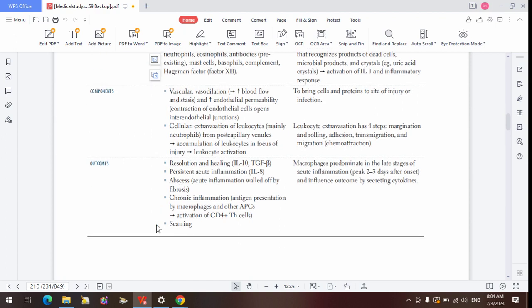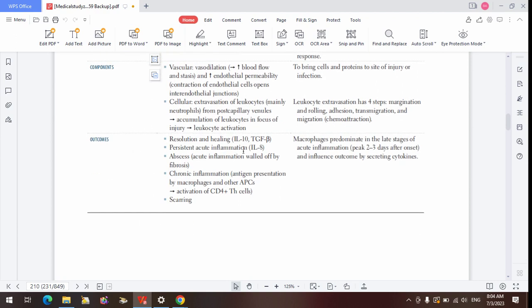So the outcomes can be resolution and healing, which is the normal one that we've talked about. What are the outcomes of this acute inflammation? Once the neutrophils get to that area, they take care of the microbes. The body starts releasing interleukin 10 and TGF beta, which are anti-inflammatory mediators that can subside the inflammatory response so that it will not be excessive. So there's eventual resolution of the inflammatory drive and everything goes back to normal.